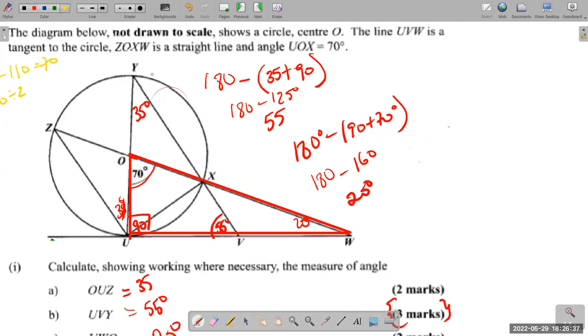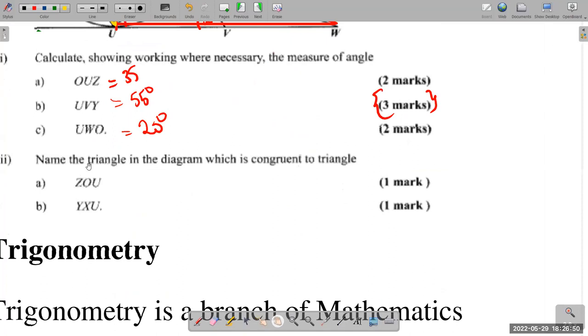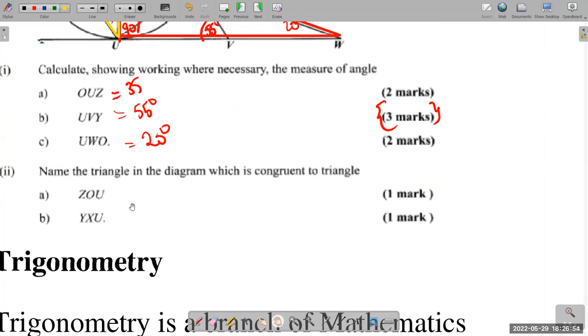So let me highlight the triangle they're talking about. This triangle here is congruent to this triangle here. They didn't ask you to calculate anything. What they ask you to do is name the triangle. So you have to call the letters that are congruent to this triangle here.